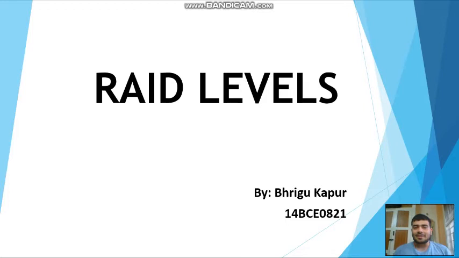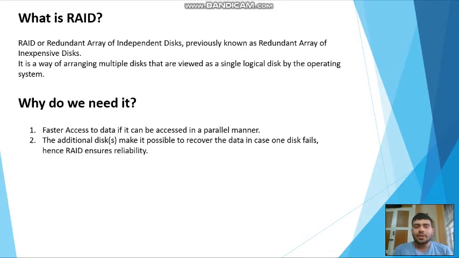So let's get started. RAID is also defined as a redundant array of inexpensive disks or redundant array of independent disks. The previous terminology used the term inexpensive, while the contemporary terminology uses the term independent. So in layman's terms, RAID is just a way of arranging multiple disks that are viewed as a single disk or single logical disk by your operating system.